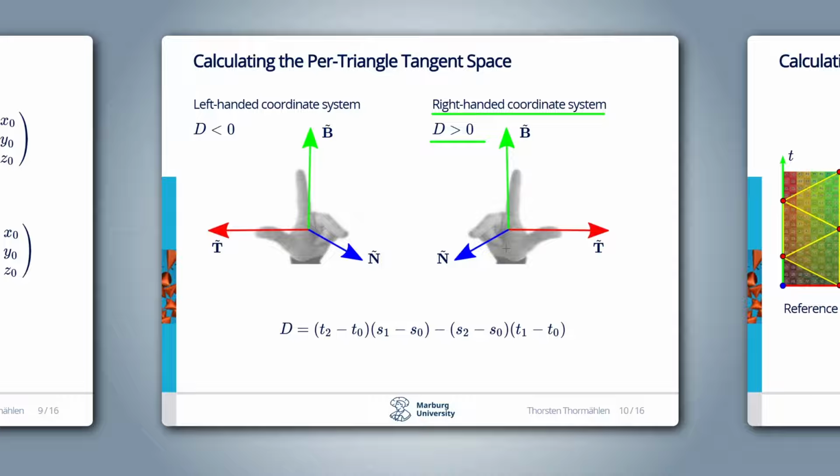For the right hand, the thumb points towards the tangent, the index finger towards the bitangent, and the middle finger towards the normal. However, if the determinant is smaller than 0, the transformation is not orientation preserving, and we get a left-handed coordinate system. Again, the thumb points towards the tangent, the index finger towards the bitangent, and the middle finger towards the normal, but now for the left hand. Okay, this concludes how we can compute a per-triangle tangent space.